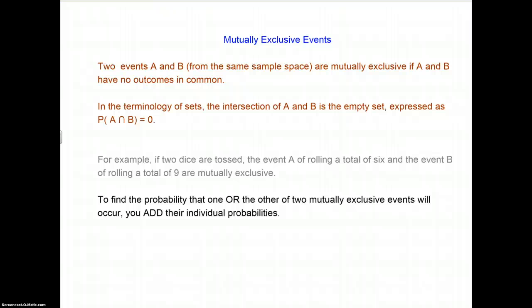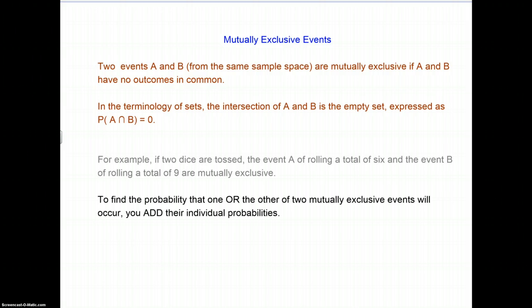Okay, the idea of mutually exclusive events means that there are two events within the same sample space if they have no outcomes in common. So, for example, if you're rolling dice and an outcome of 6 has really nothing to do with getting an outcome of 9, there's nothing in common between them.